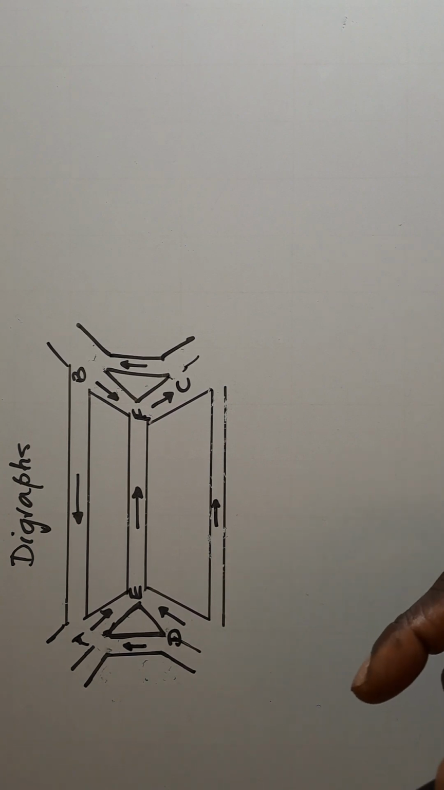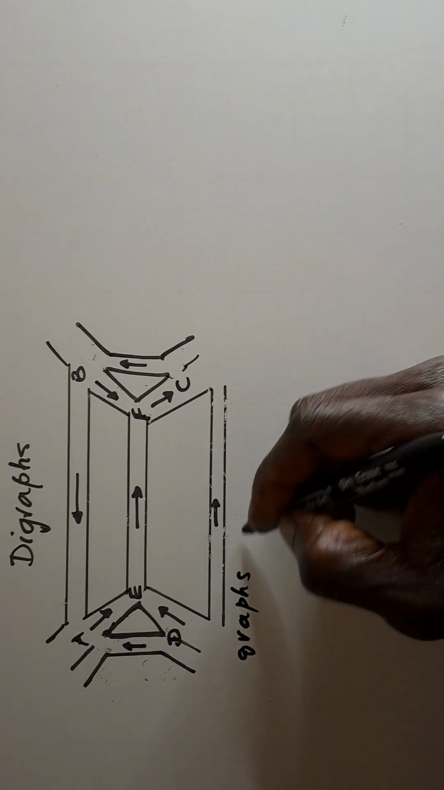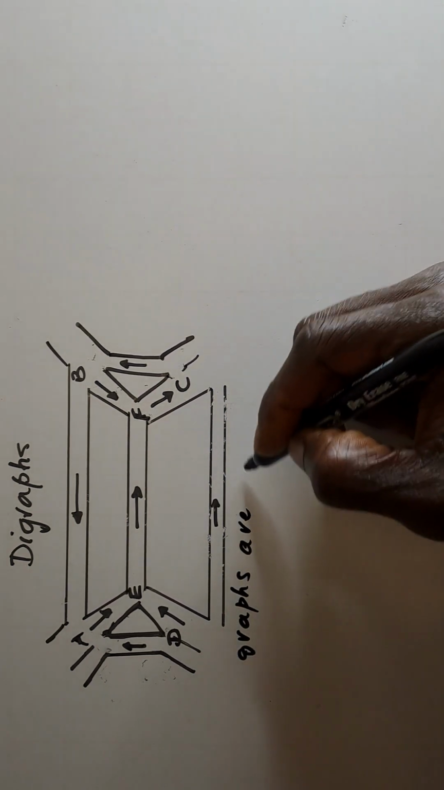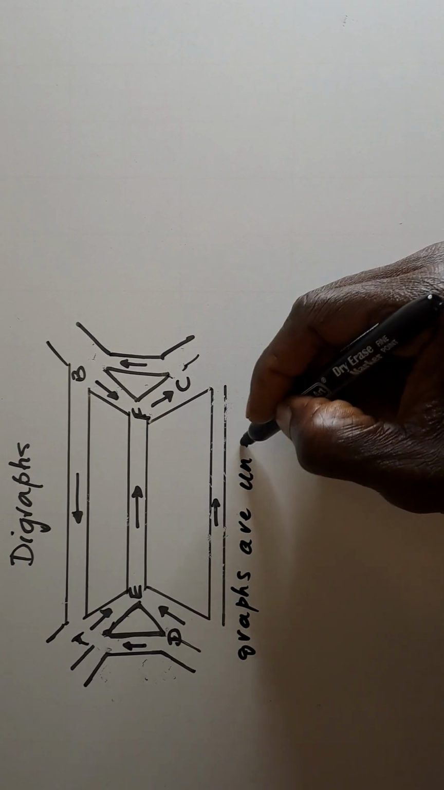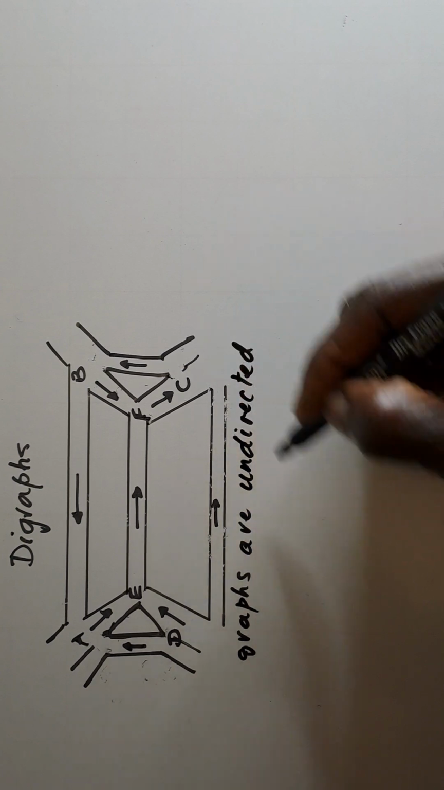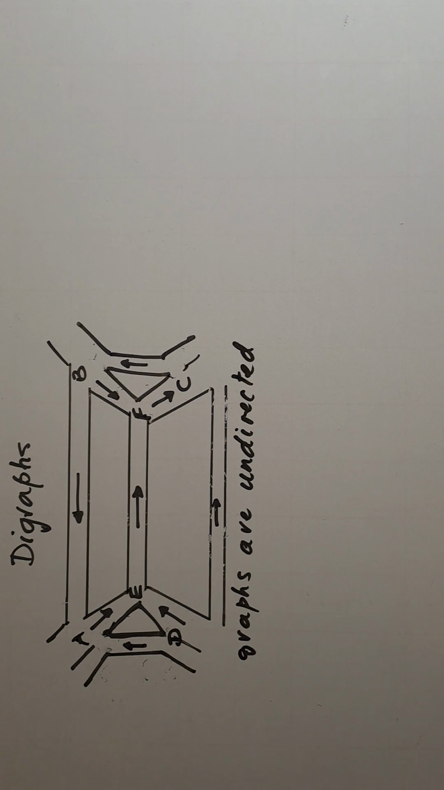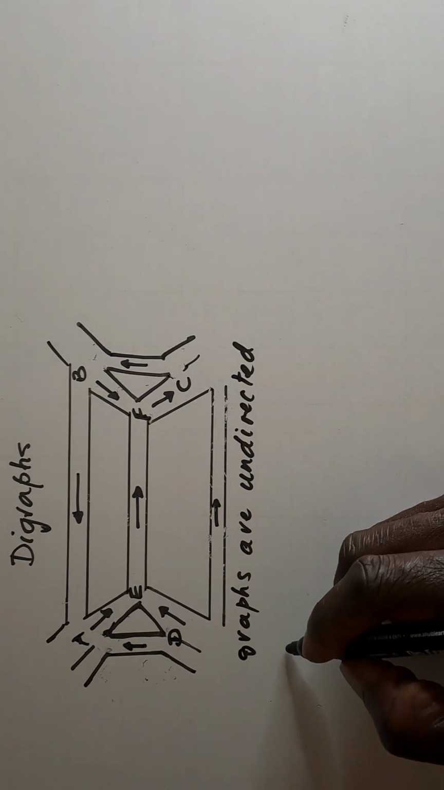So the key thing here is that graphs are undirected. But for this one-way system, we're going to use a digraph, which is a directed graph, and the directed lines are called arcs.